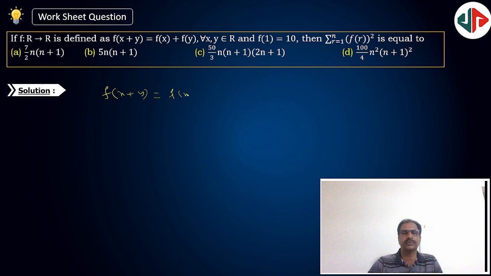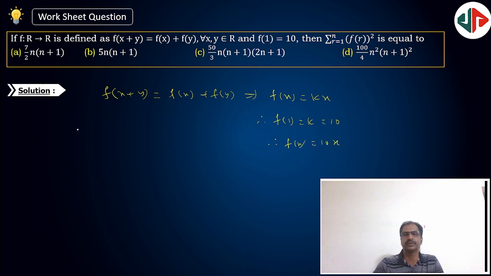Next, already in synopsis we explained this functional conditions. F of x plus y is equal to f of x plus f of y. The function which satisfies this condition is f of x is equal to kx. Therefore, what is f of 1? K, which is given as 10. Therefore, what will be f of x? 10x.